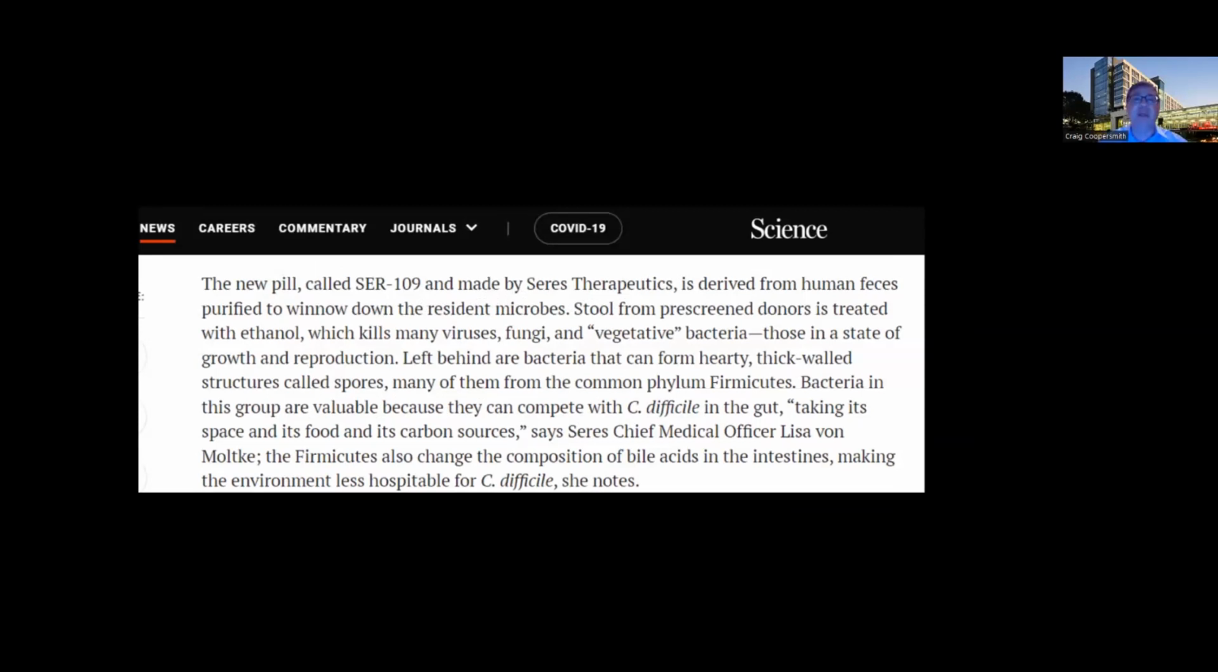And what's left behind are bacteria that can form hardy, thick-walled structures called spores, many of them from the common phylum Firmicutes. Bacteria in this group are valuable because they can compete with C. diff in the gut, taking its space and its food and its carbon sources. The Firmicutes also change the composition of the bile acids in the intestine, making the environment less hospitable for C. diff.